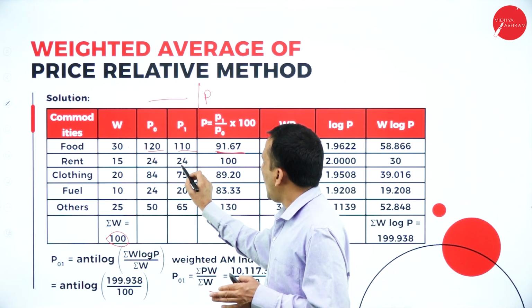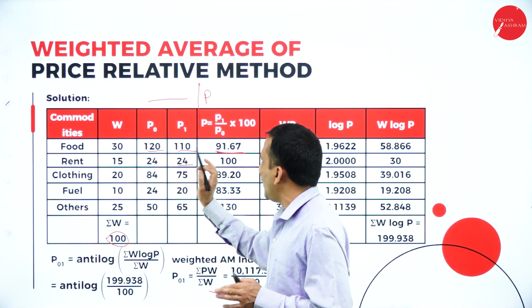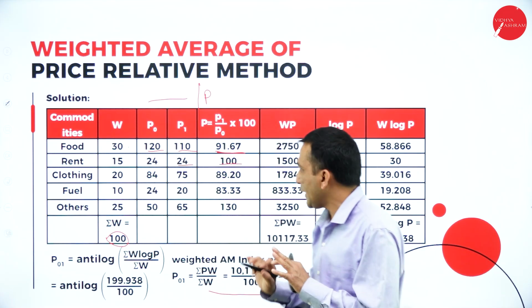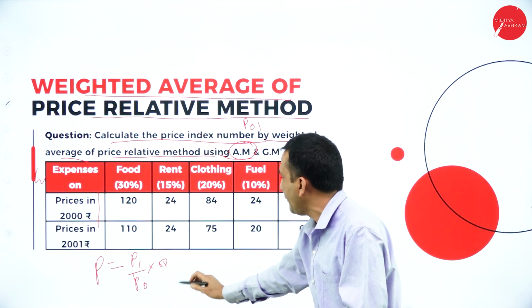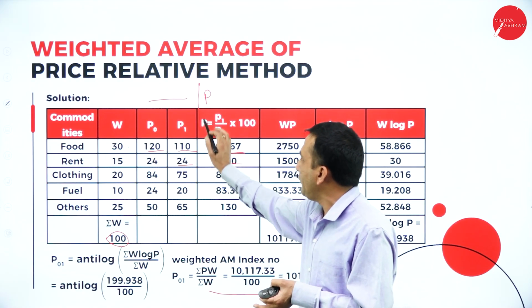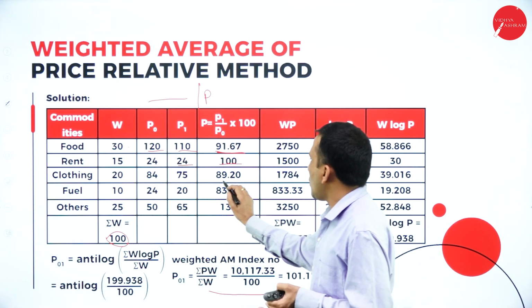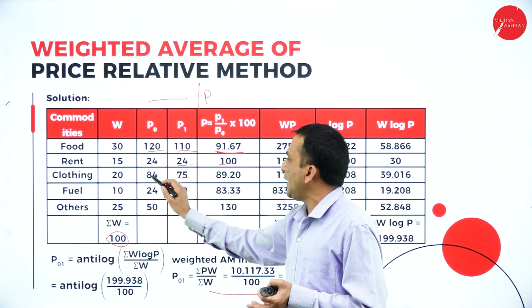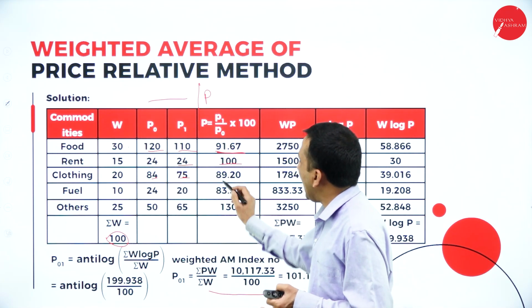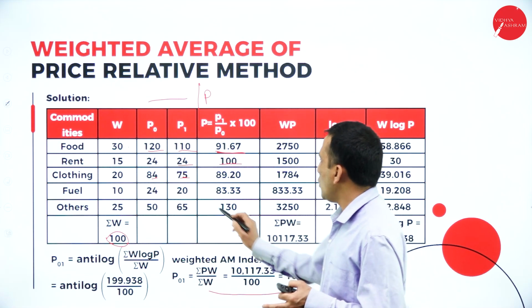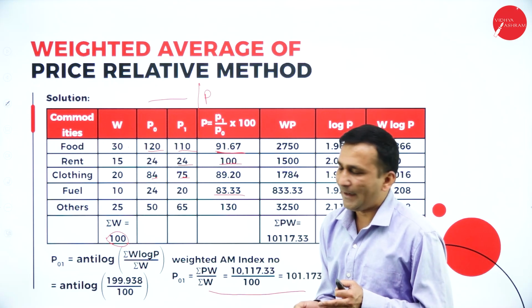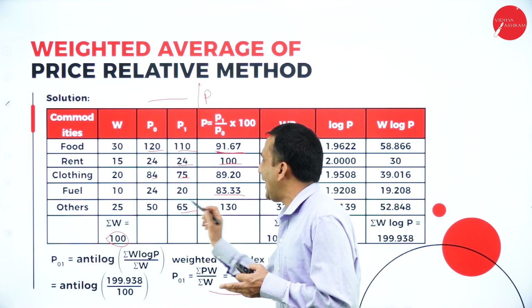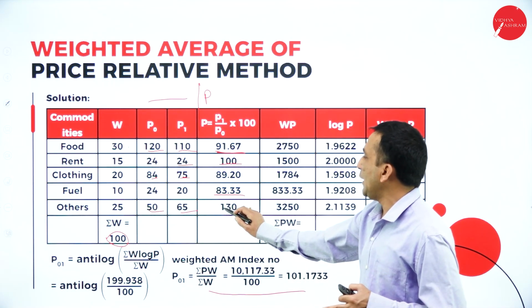Again, same thing. 24 divided by 24 into 100, you are getting 100. Okay, so like this, all the information according to the formula, whatever is given. Based on the formula only, we are trying to take the weight. So here also, 75 into 100 divided by 84, you are getting 89.20. Now 20 into 100 divided by 24, if you do, 83.33. Okay, now 65 into 100 divided by 50, we are getting 130.